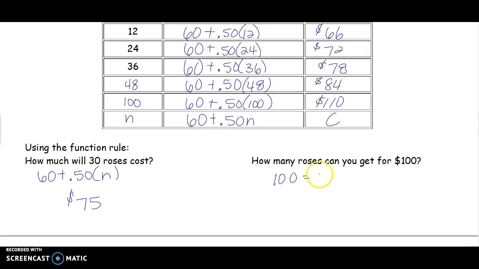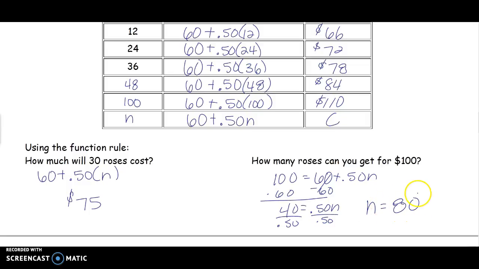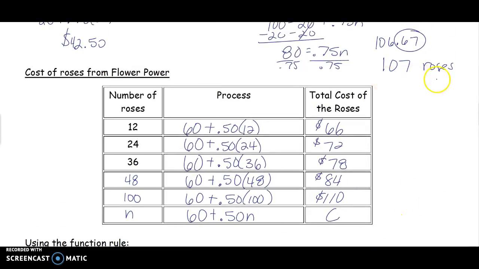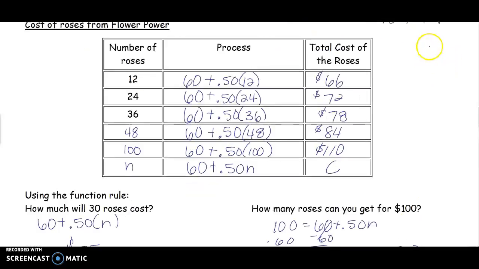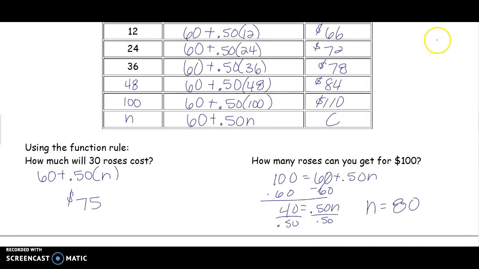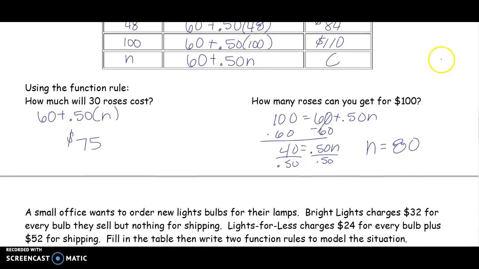But how many roses can you get for $100? Well, we know it's not 100. So it would be 60 plus 0.5n, subtract 60. So you have 40 is equal to 0.50n. When you divide by 0.50, you have 40 divided by that, and you can buy 80 roses. Now, if you look up here, you can get 107 roses at the other place for the same amount that you would get 80. So I think we would choose the other one if we're not ordering a lot.